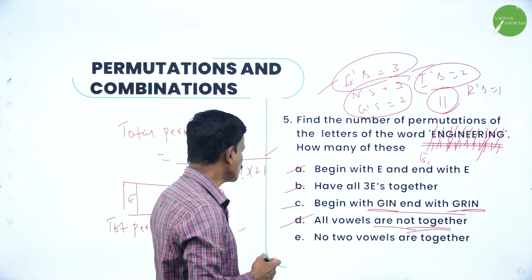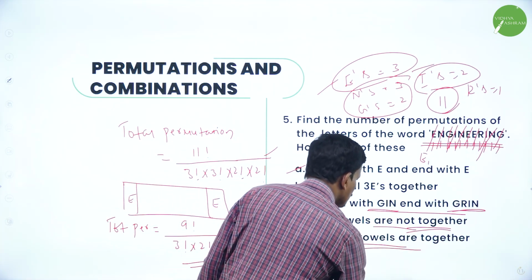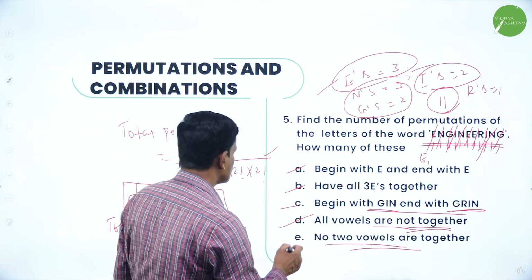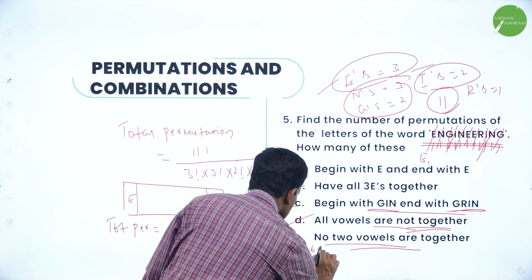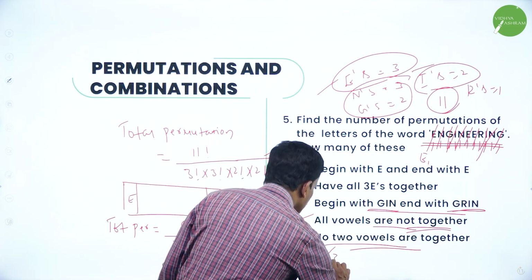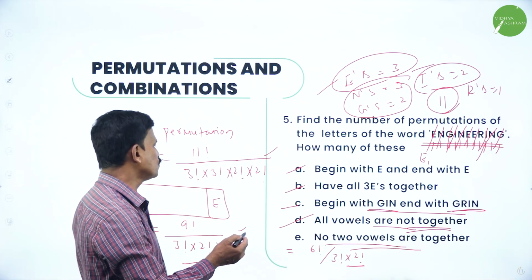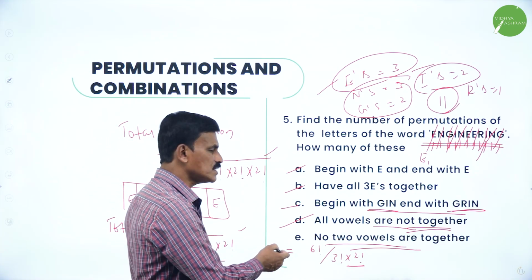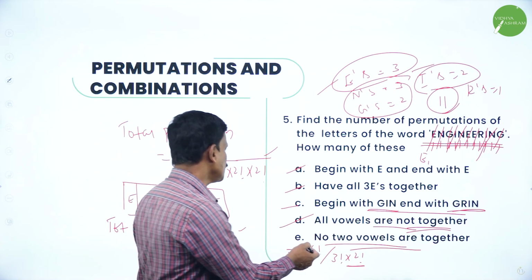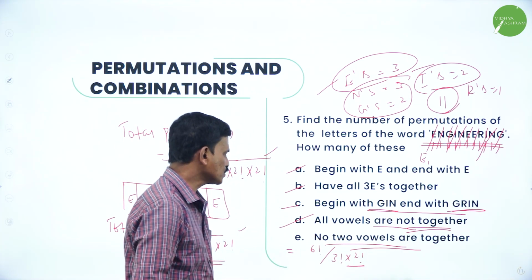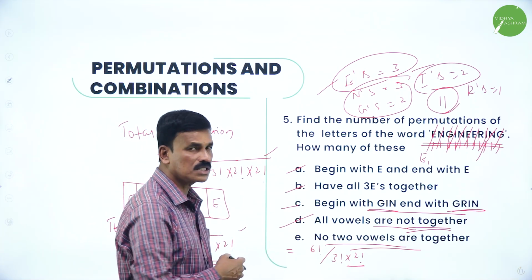Now the last condition, no 2 vowels are together. Now here no 2 vowels are together means first just arrange the 6 consonants. So this can be done in 6 factorial divided by the remaining 3 factorial into 2 factorial. That's it. So 6 consonants can be arranged in 6 factorial ways divided by 3 factorial into 2 factorial, which will give no 2 vowels are together. That's it. This is how we are going to solve this problem, right?